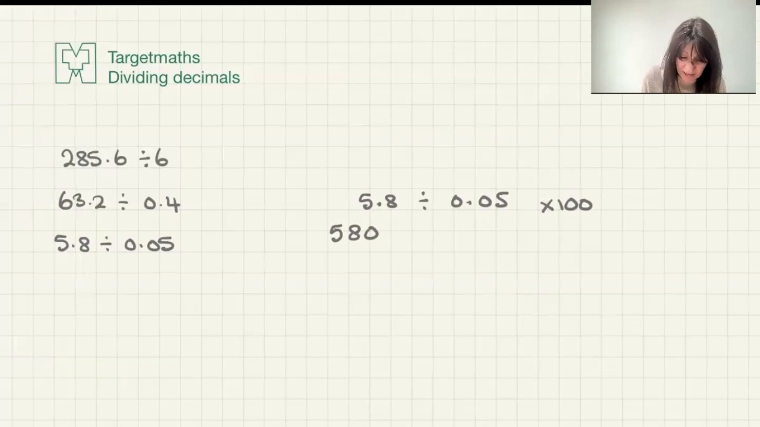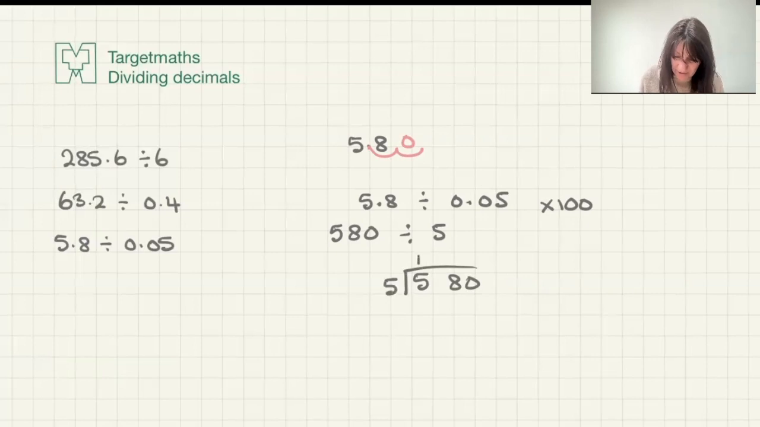And to be honest, a lot of people do it like this: 1, 2, and fill in the 0. You have to do what feels right for you. So I've got 580 divided by 5. 5s into 5 go 1, nothing left over. 5s into 8 go 1, with 3 left over. 5s into 30 are 6. So the answer is 116.